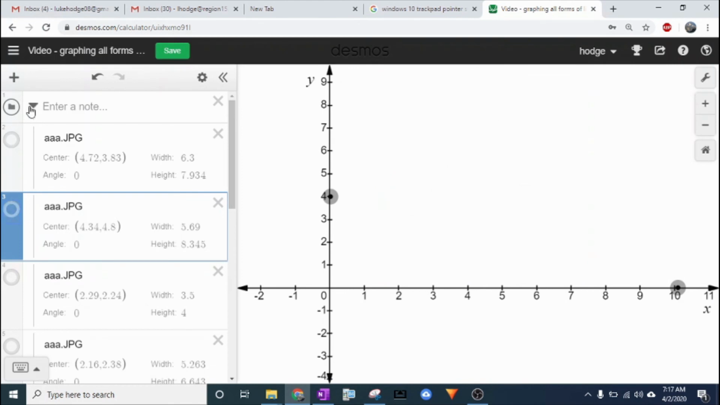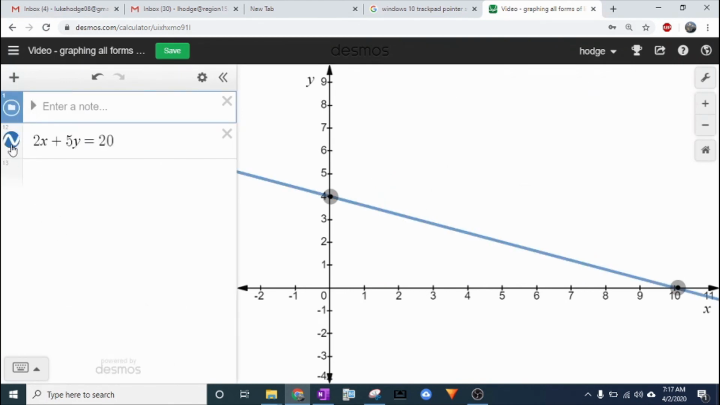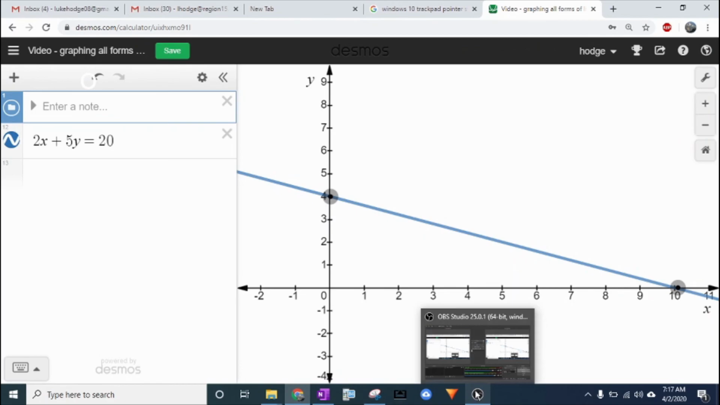And let's just make sure our line actually goes through there. There it is. So the easiest way to go with this is find the y-intercept by plugging a 0 for x. Find the x-intercept by plugging a 0 for y. And that'll do it for graphing lines today.